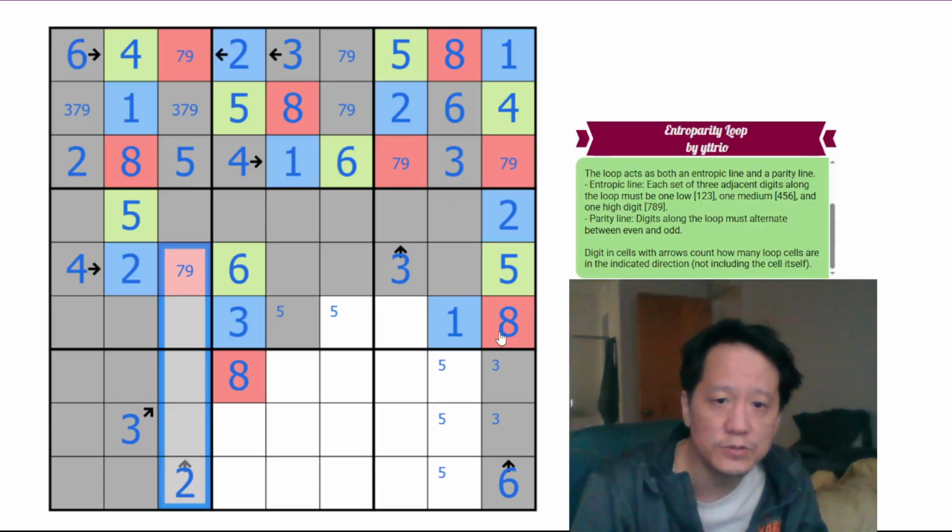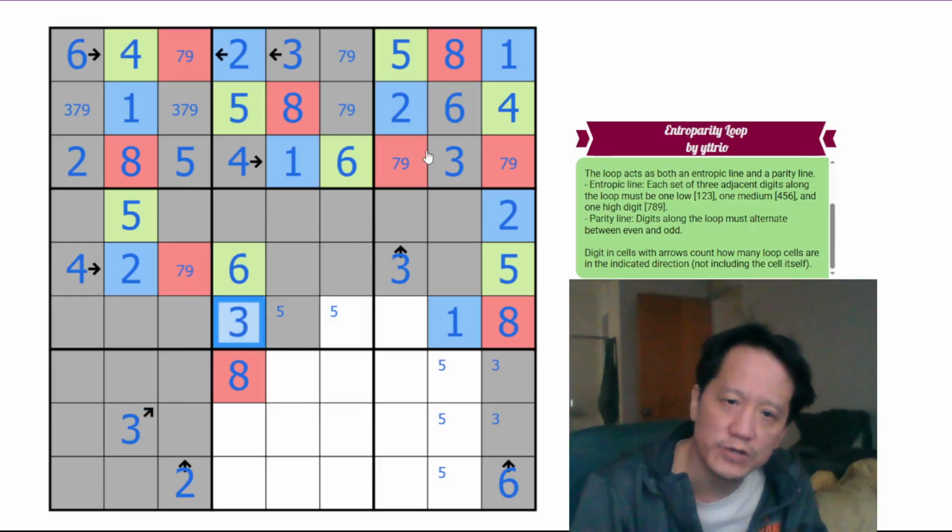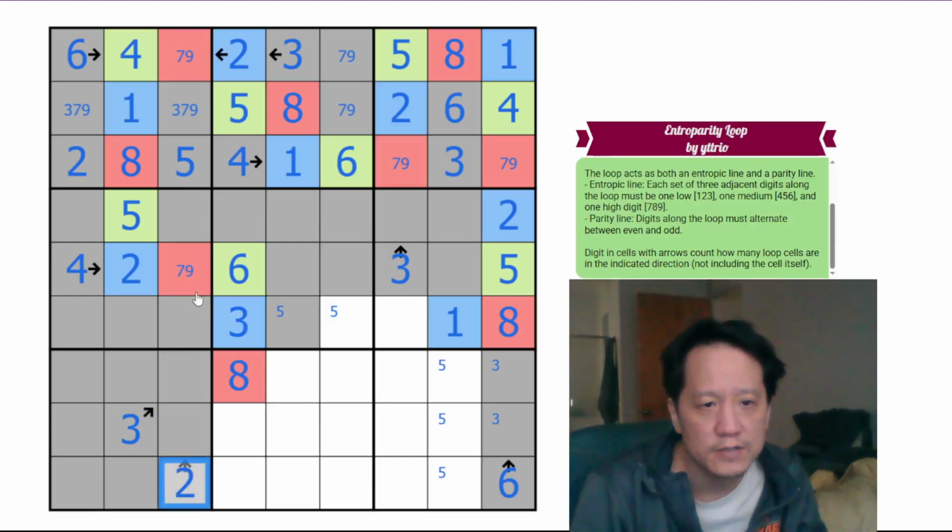This sees 2, this sees 6. So I think all the arrows are done. This sees 6 cells on the loop: 1, 2, 3, 4, 5, 6. This sees 2. This sees 3. This sees 1, 2, 3, 4. This sees 3. This sees 4. This sees 1, 2, and 3. This sees 2 on the loop.